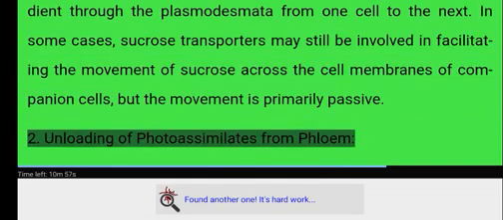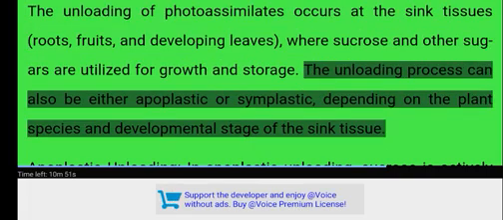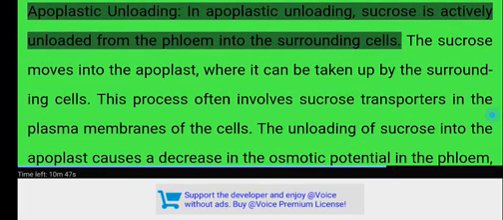2. Unloading of photosynthates from phloem. The unloading of photosynthates occurs at the sink tissues, roots, fruits, and developing leaves, where sucrose and other sugars are utilized for growth and storage. The unloading process can also be either apoplastic or symplastic, depending on the plant species and developmental stage of the sink tissue. Apoplastic unloading. In apoplastic unloading, sucrose is actively unloaded from the phloem into the surrounding cells.